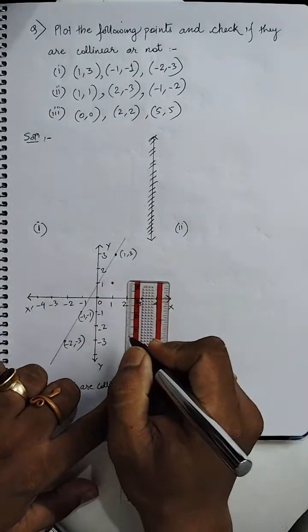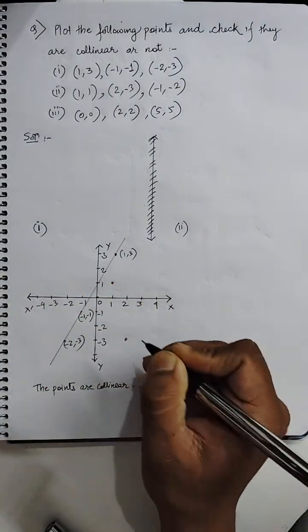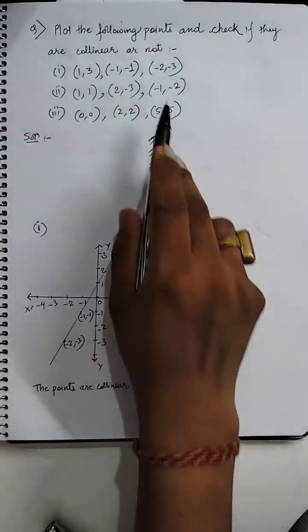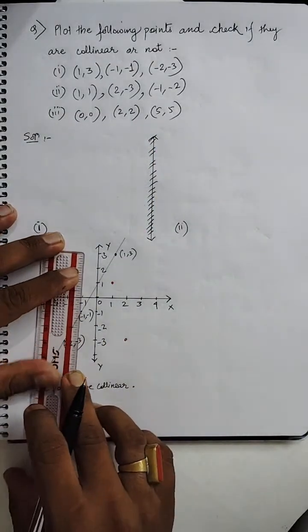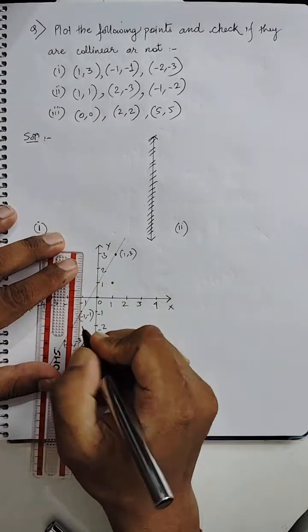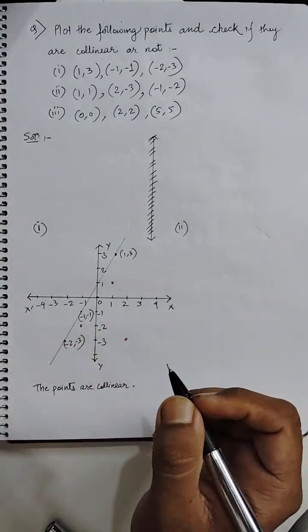ये 2 and -3 हो गया. ठीक है. And last is -1 and -2. So x is -1 and y is -2. So this will lie somewhere here. So this. Okay, this looks like a triangle.